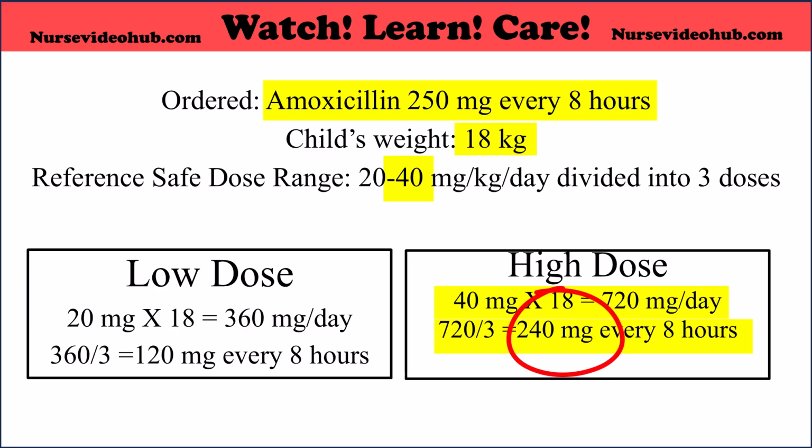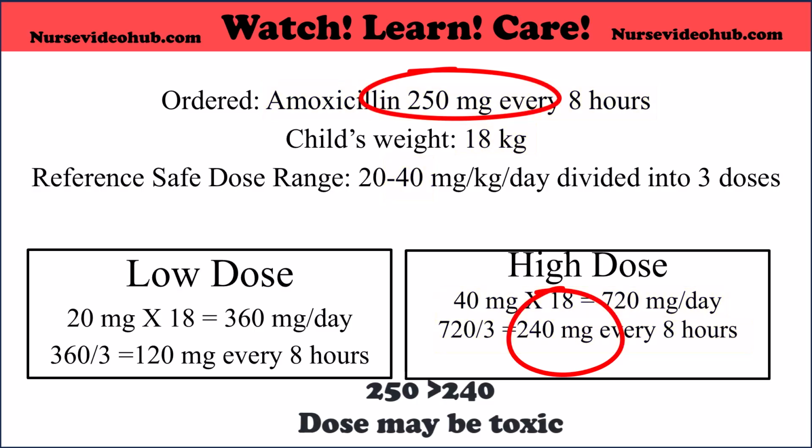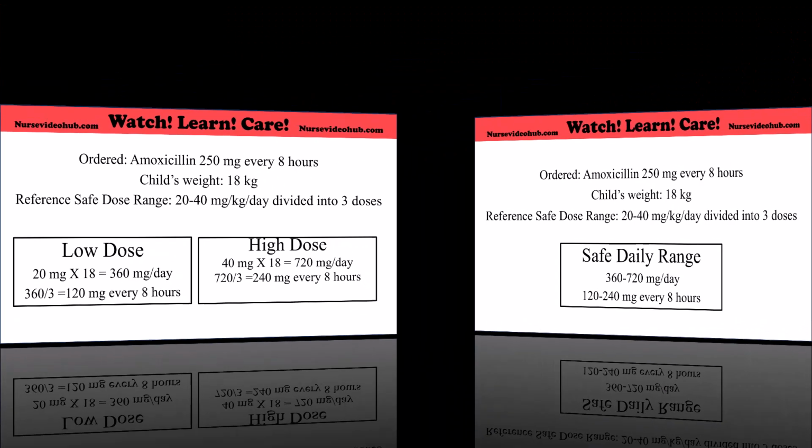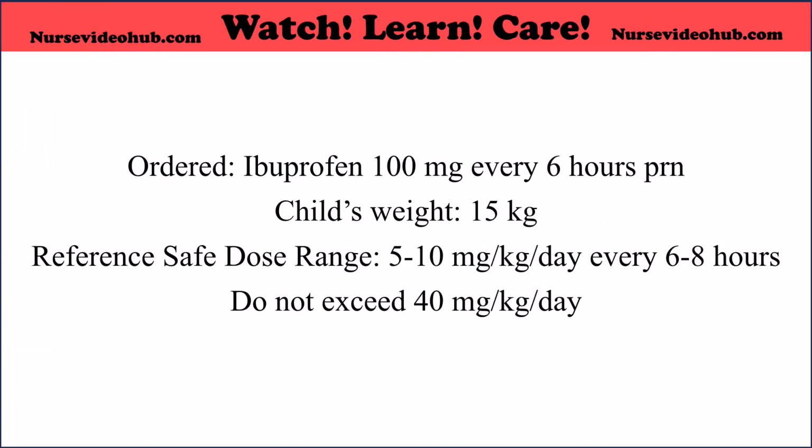This number is lower than the 250 milligrams ordered. This dose is not safe based on standard guidelines. The provider should be contacted to review and possibly adjust the dose. The safe daily range of this medication for this patient is between 360 and 720 milligrams per day, or between 120 and 240 milligrams every 8 hours. Let's look at another example.